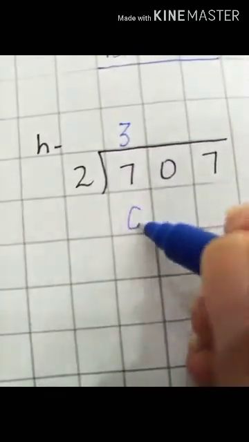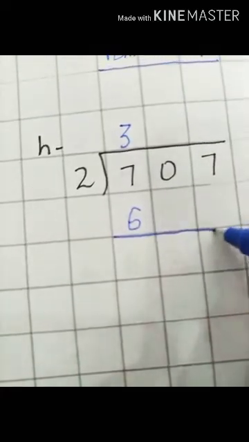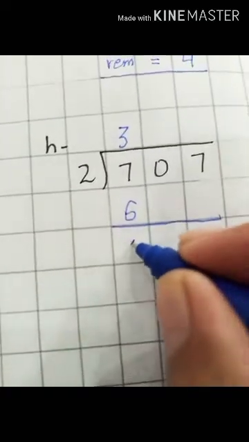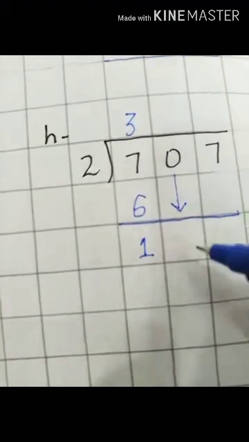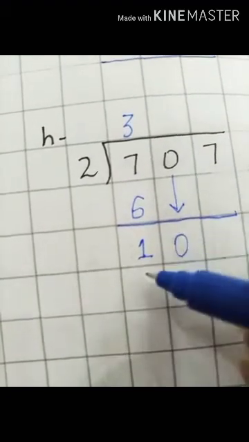So students, as we know that 2 3s are 6, I have written the 6 down here. 7 minus 6 is 1. This one is smaller than my divisor, so I am bringing this 0 down here. Now this will become 10.